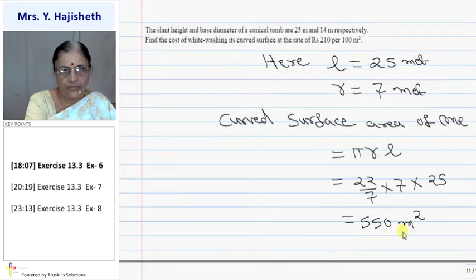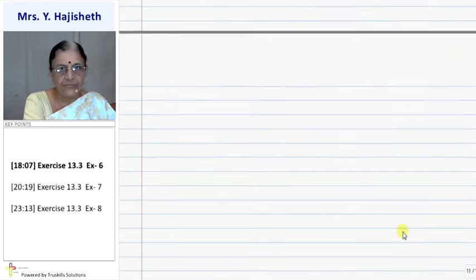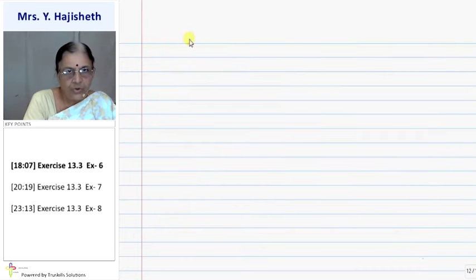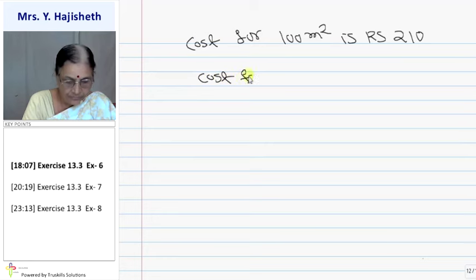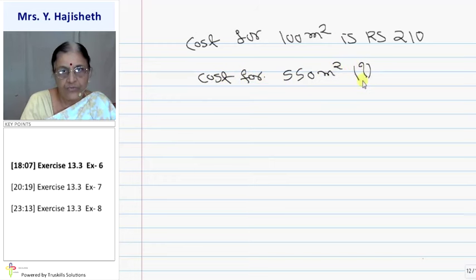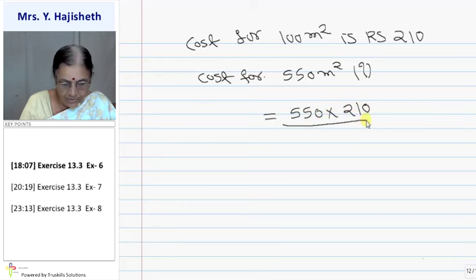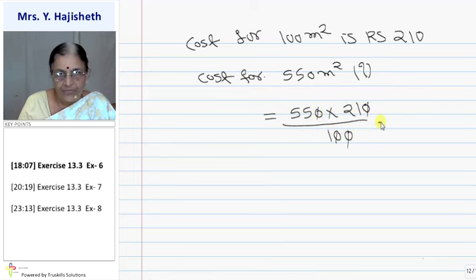Now what is the cost for whitewashing? Cost for 100 meter square is rupees 2110. So cost for 550 meter square is what? So it is 550 into 210 upon 100. One zero cancels, one zero cancels. 55 into 21. That is rupees 1155. Clear?